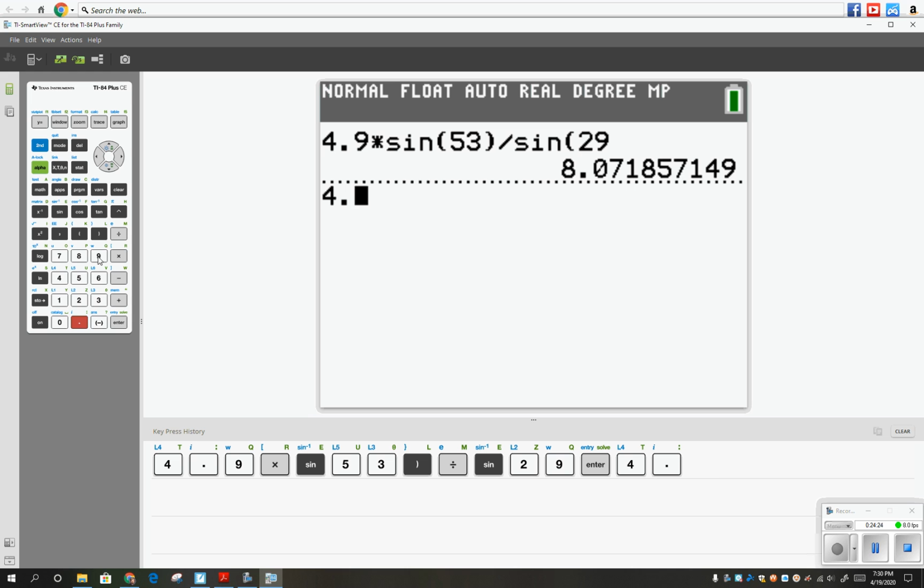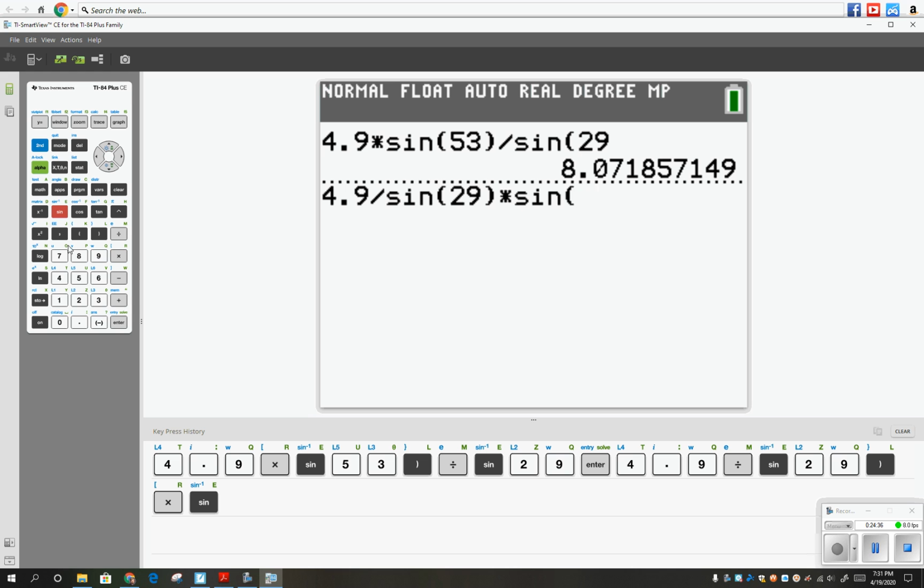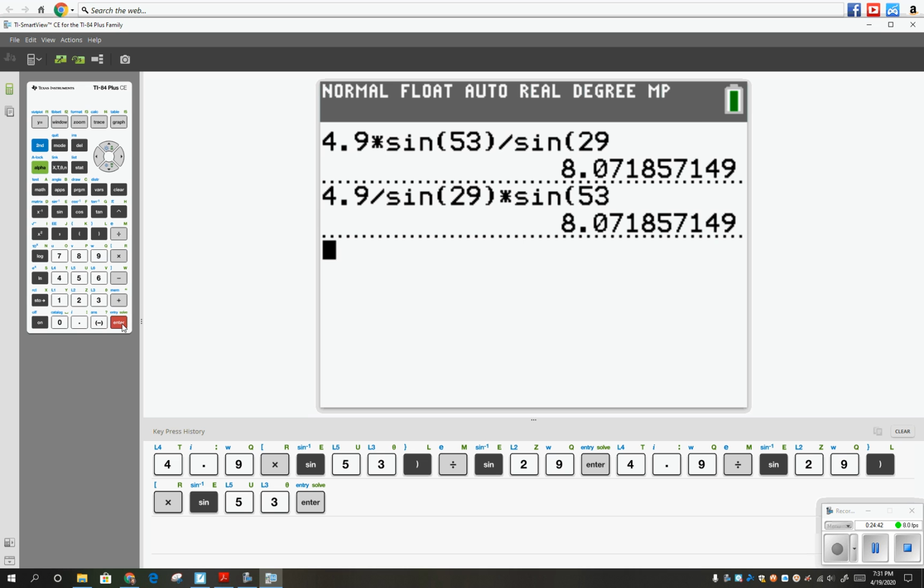Let's try this. Let's go 4.9 divided by sine of 29, close the parentheses on it, times sine of 53. I get the same answer, 8.071.